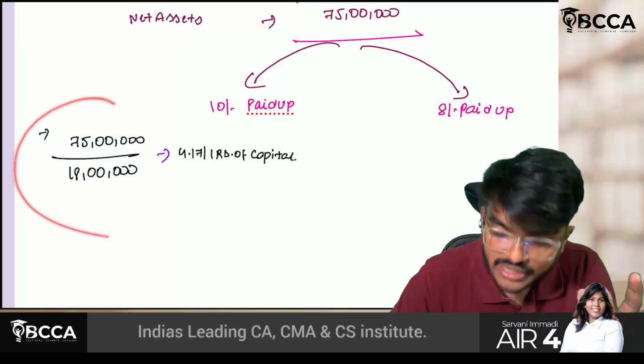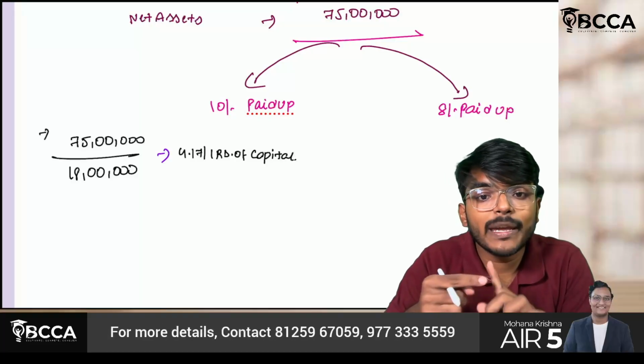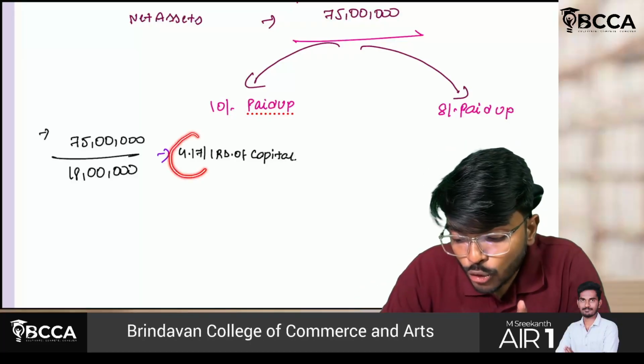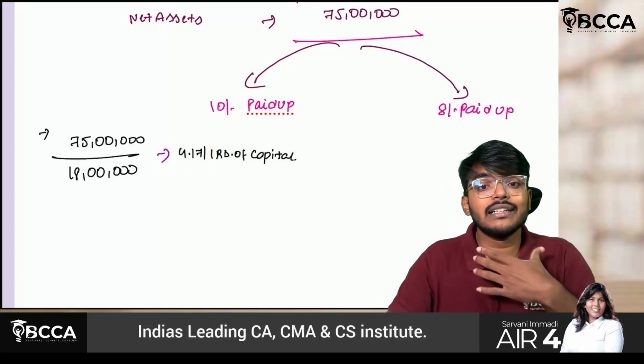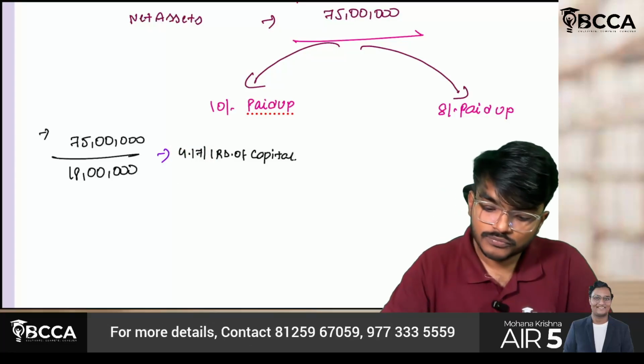Have you understood this or not? Here what I have calculated is, for 1 rupee of paid up, if I pay 1 rupee, I will be getting 4.17 rupees of net asset. Yes sir, this point is clear.